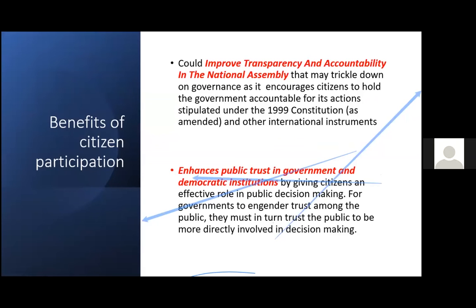Another issue, which is obvious, is improving transparency and accountability in the National Assembly. A culture of citizens' engagement brings about transparency and accountability, without which a National Assembly will weaken. The question of building public trust between government, democratic institutions and the citizens themselves is also an advantage.